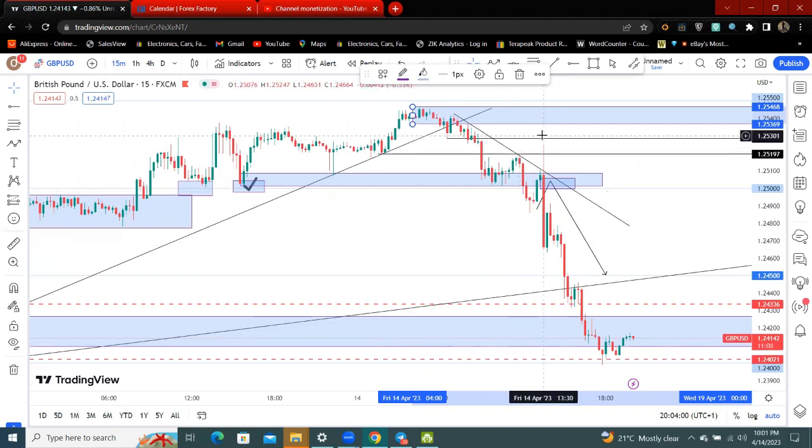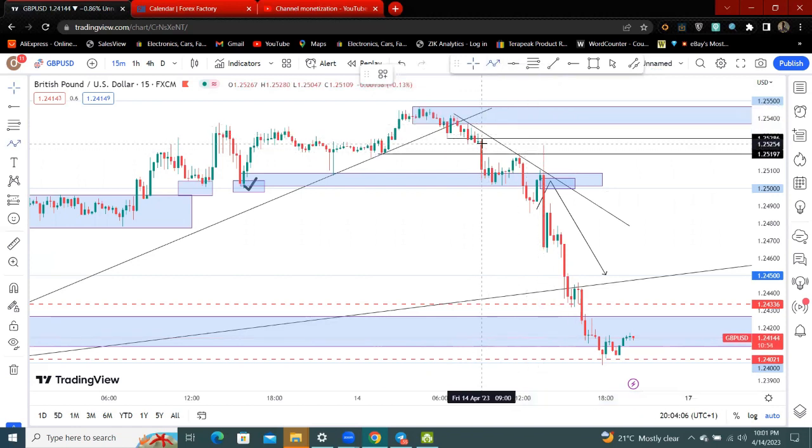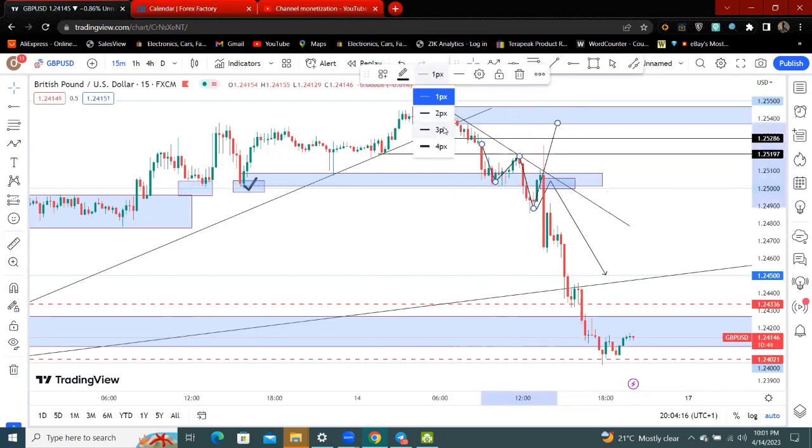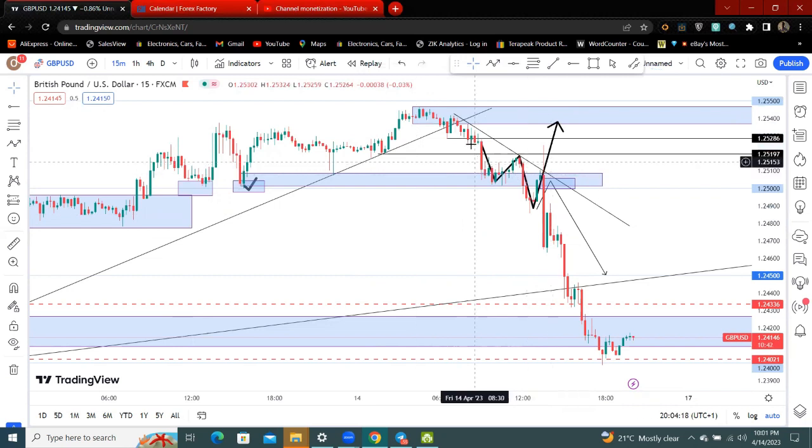So my stop loss was above here, above the 61.8. The reason being, sometimes the market is not perfect. You never know, it can do this, or it can do that. I don't know if you guys see the small thing. I think it can do that.